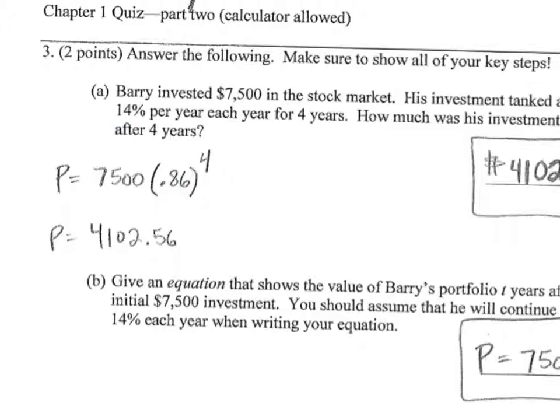I'm saying to myself, if Barry lost 14%, then it stands to reason that he's keeping 86% of his investment. So that's why there's a 0.86 here as opposed to a 0.14. So he retains 86%, or 0.86, of his investment. He will get that for each of the 4 years, so 0.86 to the fourth times the initial principal value, that's $7,500.